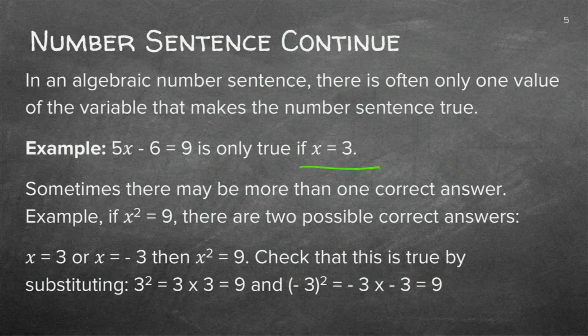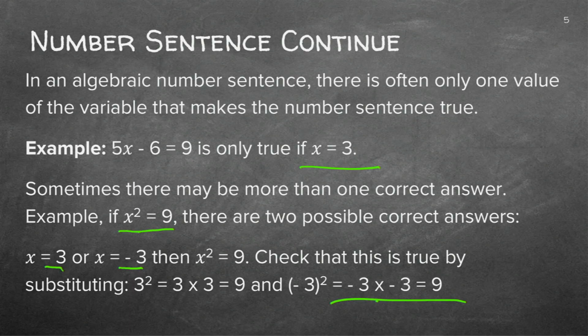But sometimes, I want you to pause and think, sometimes there may be more than one correct answer. For example, x squared, or x to the power of 2, equals 9. There are two possible correct answers. Before you read further, I hope you can work that one out. Yes, x is 3 or x is minus 3, because 3 times 3 is 9, and minus 3 times minus 3 is 9. Correct? How much fun is math?